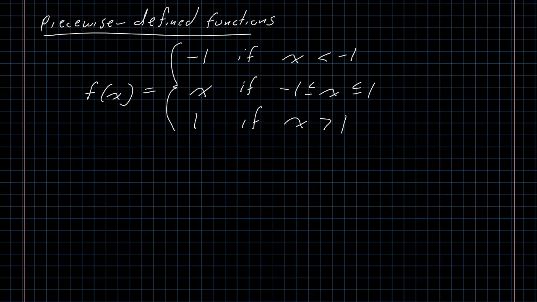But you might have something like this. f of x is equal to -1 if x is less than -1, f of x is equal to x if -1 is less than or equal to x is less than or equal to 1, and f of x is equal to 1 if x is greater than 1.